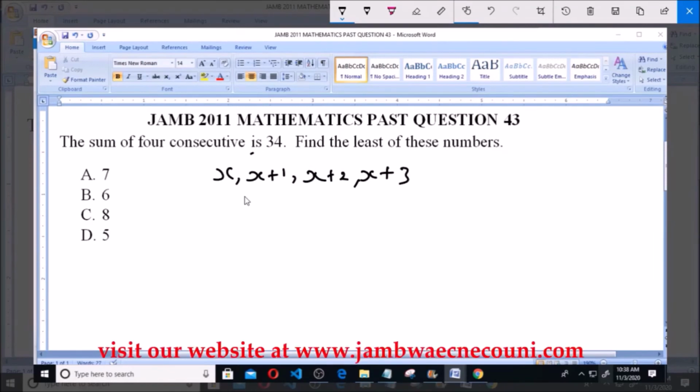Now the least number here that you can see now is this x. Since they are consecutive numbers, the next number will be what? X plus 1. Take for instance, we are using 2. The next number will be what?